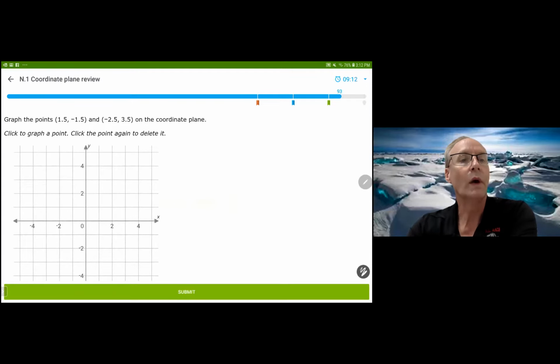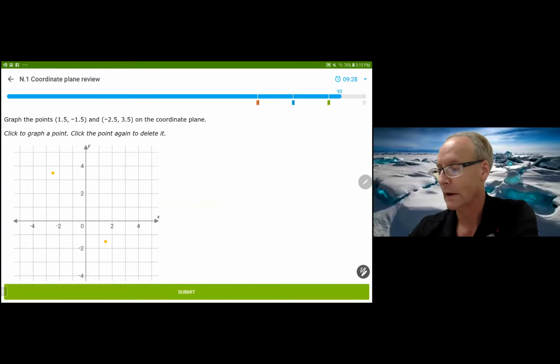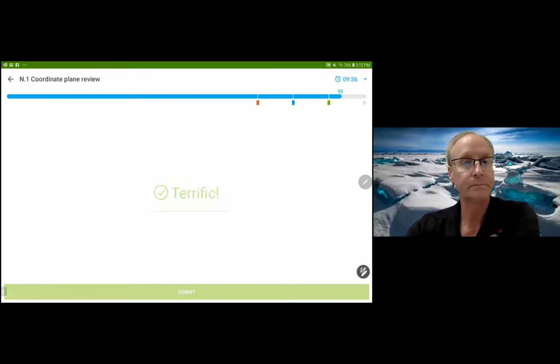Now we want 1.5, -1.5. 1.5 for x, -1.5 for y is located right there. -2.5 for x and 3.5 for y is located right about there. We're between the -2 and the -3 for the x and we're between the 3 and the 4 for the y. Looks good.